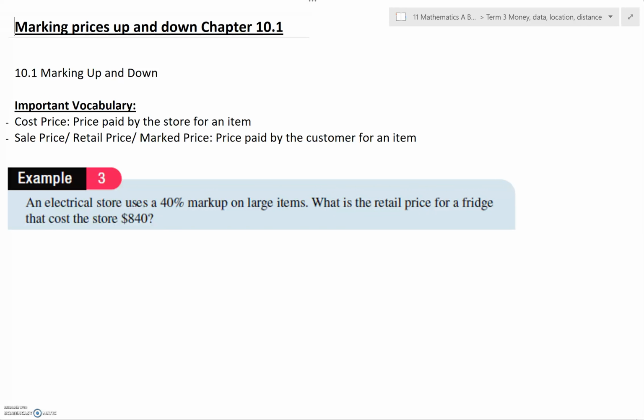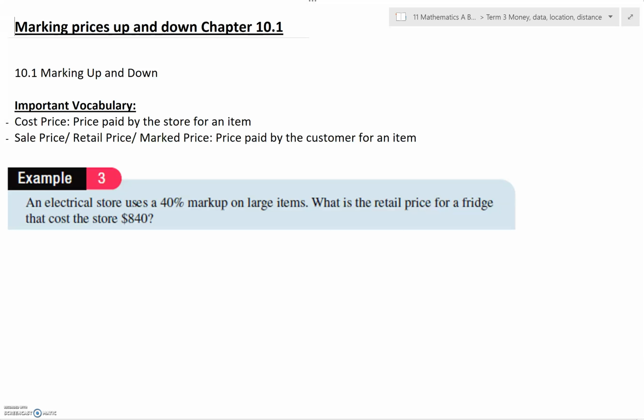Okay, so we're starting our money unit that we're working on in term 3, and the first thing we're looking at is marking prices up and marking prices down. So marking up is a term that's used by stores when they take usually their cost price and they add a margin or a certain percentage on, and they get what's called the marked up price.